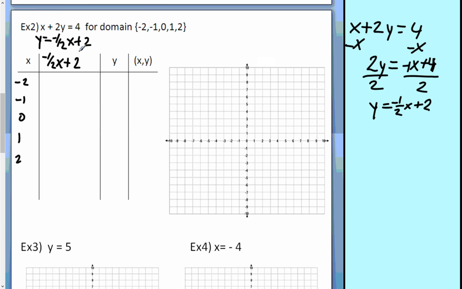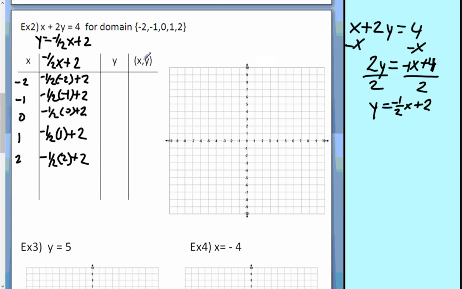All right. So, first thing we do is we put a negative 2 in for x, so we get negative 1 half times a negative 2 plus 2. Then we put a negative 1 in for x, so we get negative 1 half times a negative 1 plus 2. Then we put a 0 in for x, so we get negative 1 half of 0 plus 2. Then I put a 1 in, so negative 1 half times 1 plus 2, and then I put a 2 in, negative 1 half times 2 plus 2. And I go ahead and solve each equation.